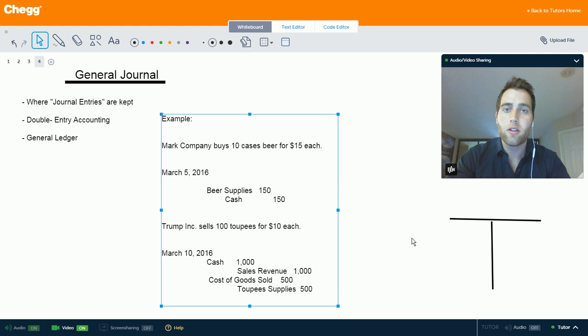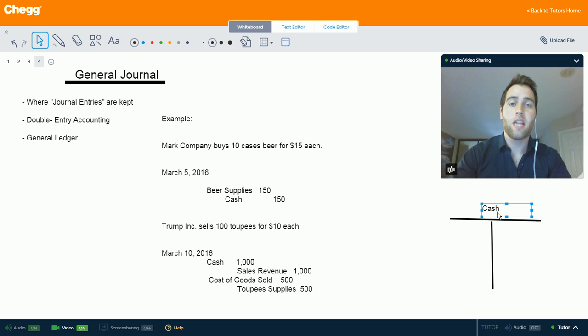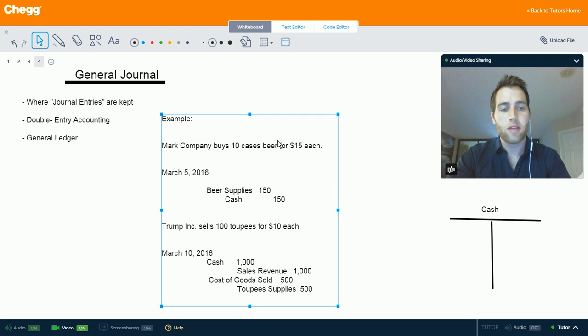Something else that you're going to see on the general journal is what's known as T accounts. And I've got one down here right now. It literally looks like a T, hence the name. And we'll make this a T account for cash. So one thing you want to remember in accounting is that debits are always left and credits are always right. That's an important thing. Debits always left, credits always right. That's probably going to show up in an exam at some point. Okay, so this is for our cash.